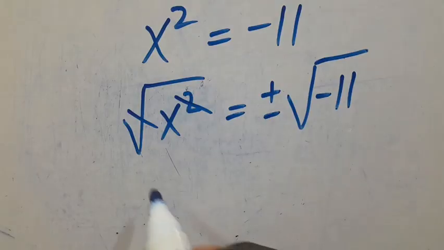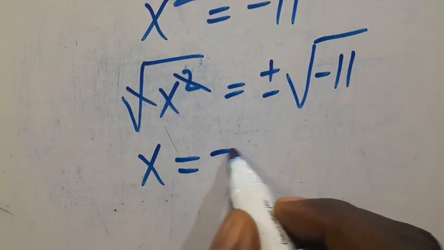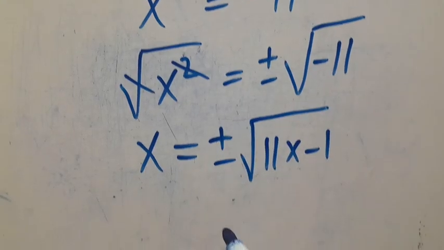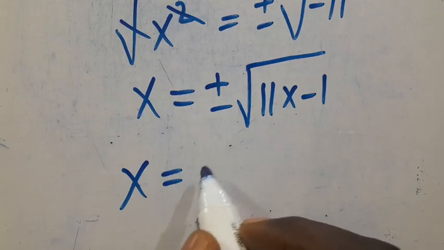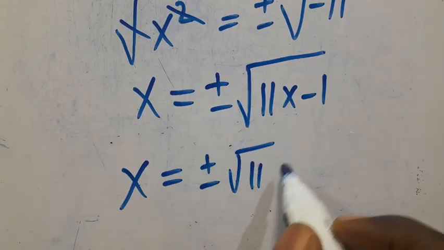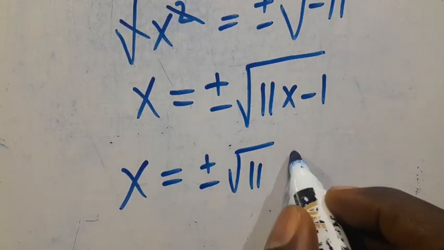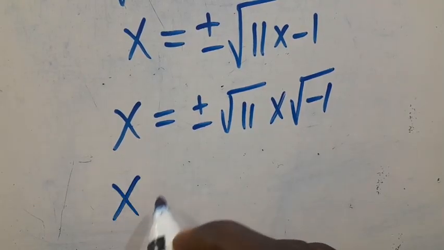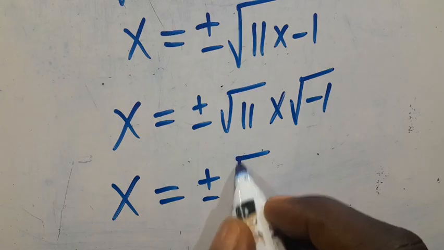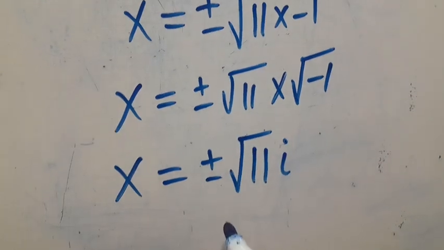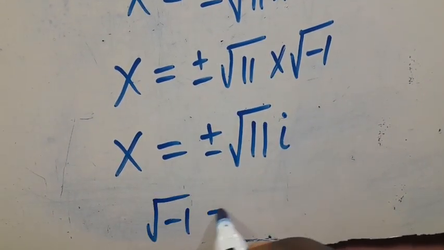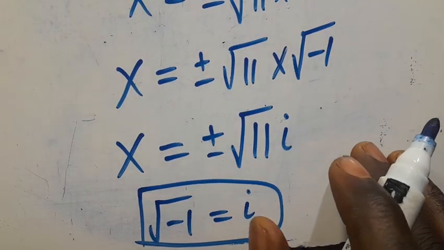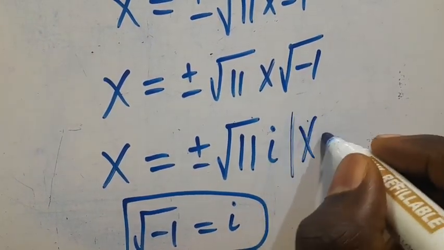So the square root and the square cancel. We have x equals positive or negative root of 11 times minus 1. So we have x equals positive or negative root of 11 times root of minus 1. So from here, we have x equals positive or negative root of 11 i, because root of minus 1 equals i in a complex space. So we also have another complex solution here. Mind you that we also have x equals 0.